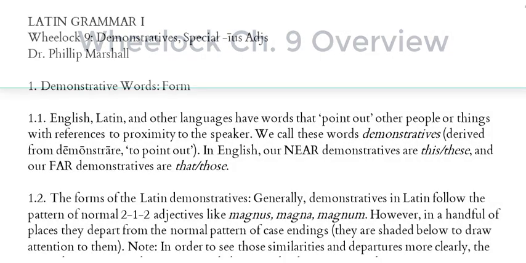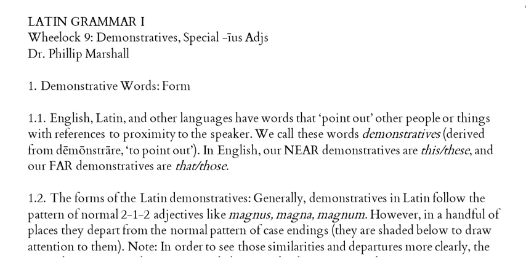All right, let's take a look at Wheelock chapter 9. Here we learn about demonstrative words. These can function as pronouns or as adjectives. We'll see that here in a little bit. And also special adjectives that have a genitive singular that ends with -ius. So let's get on with it.